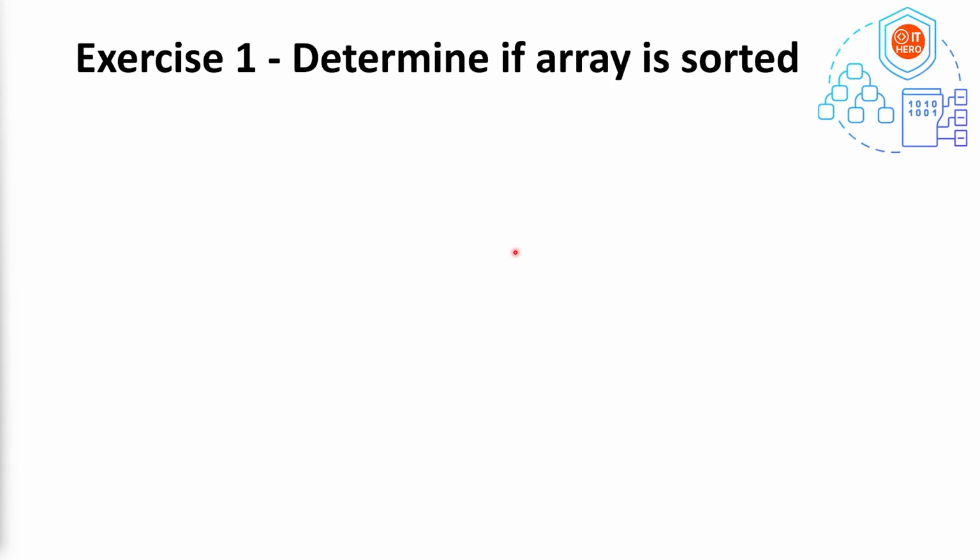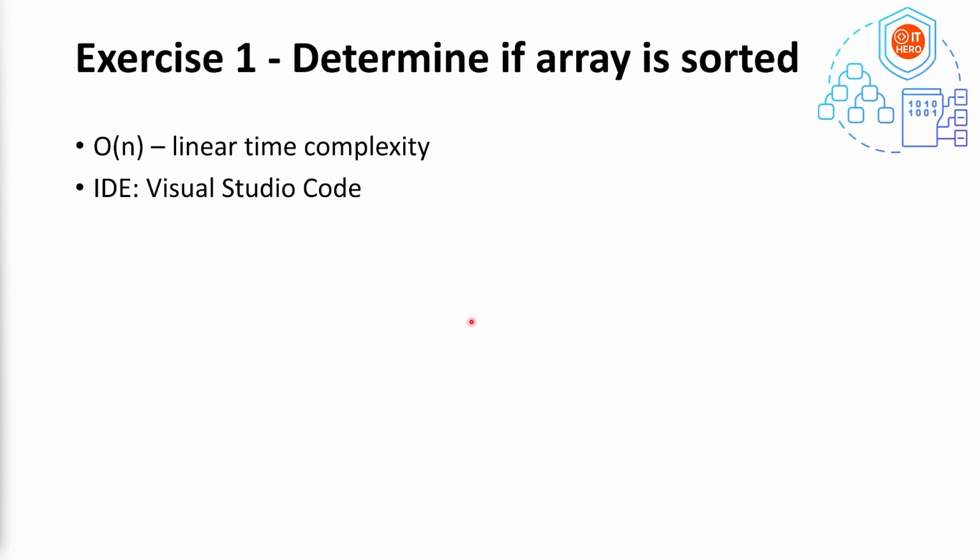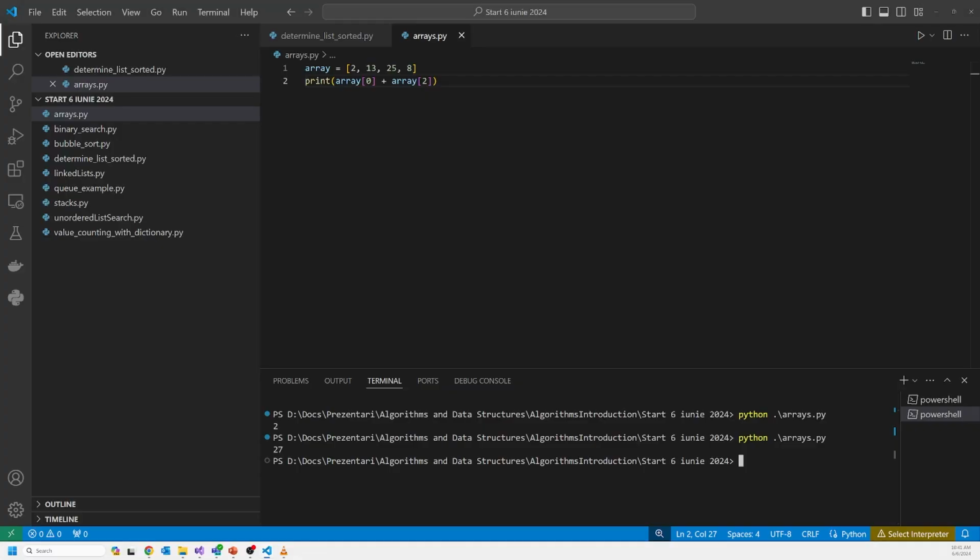We can apply what we learned about linear searching to determine if a list is sorted. For this one, we'll use a list, an array. This one will have linear time complexity because it's not sorted and we want to go over each element. Again, we'll use Visual Studio Code. Let's open it up again.